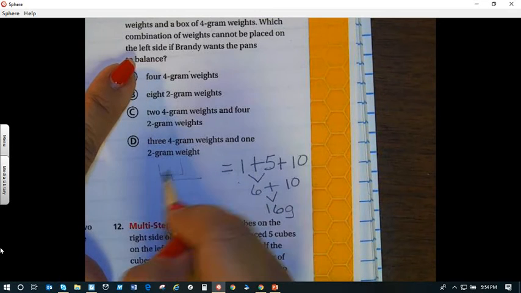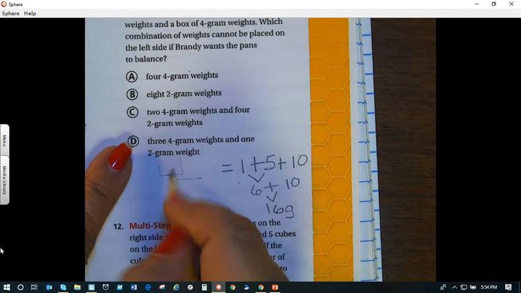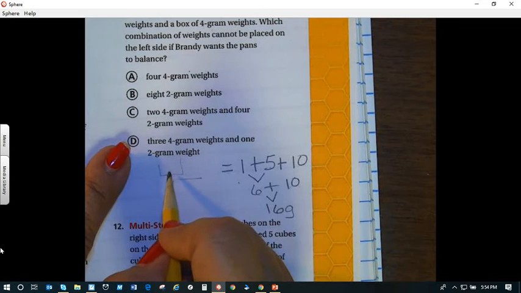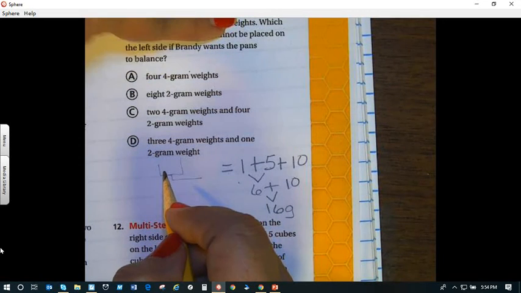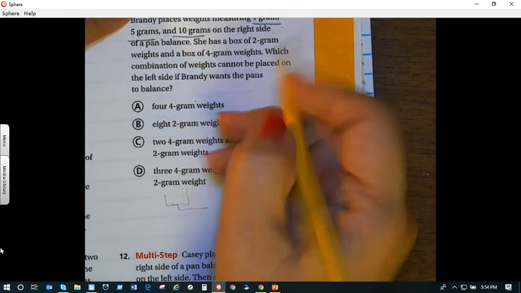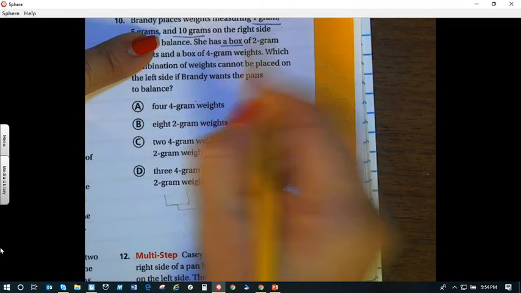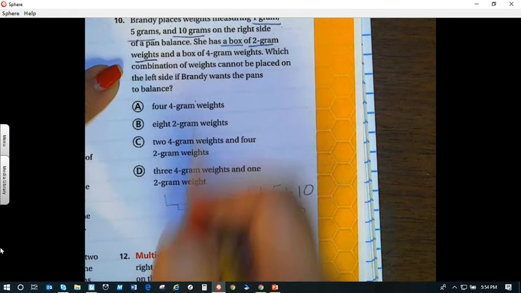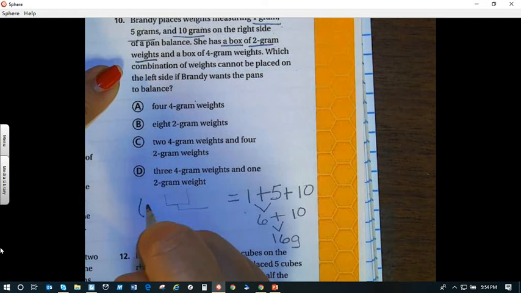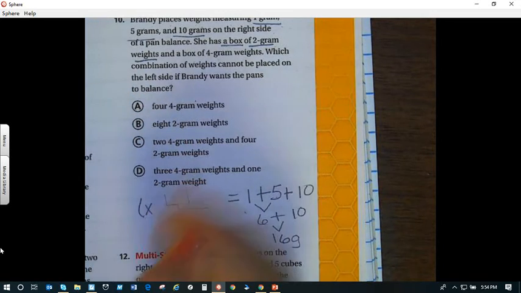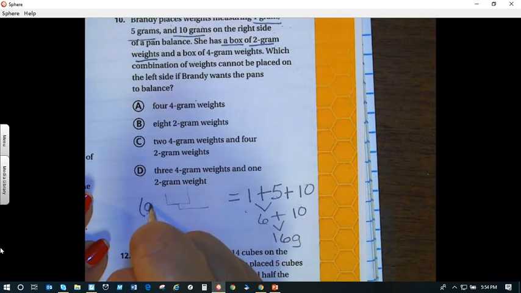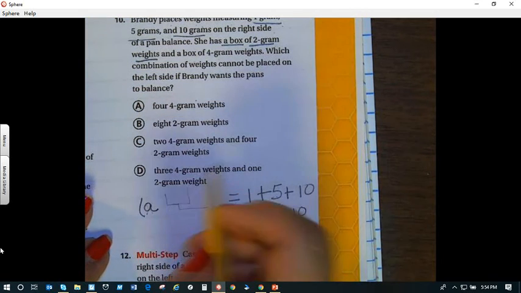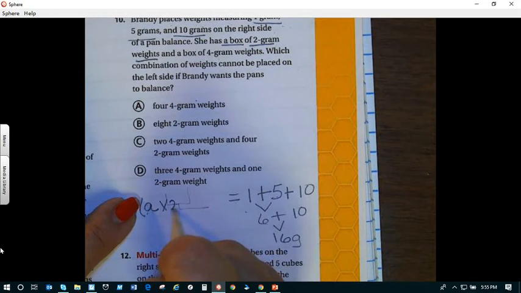So I need to know how many are going to be on the 2-gram weight, right? She has a box. I don't know how many are in the box of 2-gram weights. So I need to put in parentheses, what could we use? Let's just do X. Oh, no, because it's multiplication. Let's do A. That's fine. You're just making up the letters. A times 2, because I have no idea how much is in there.